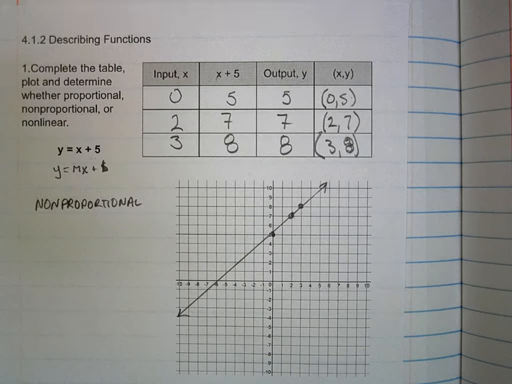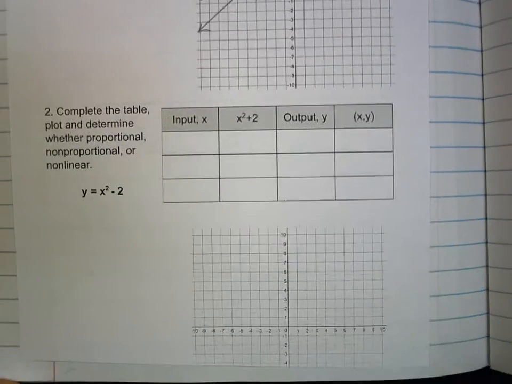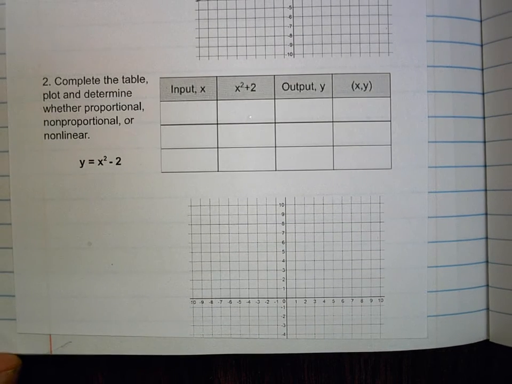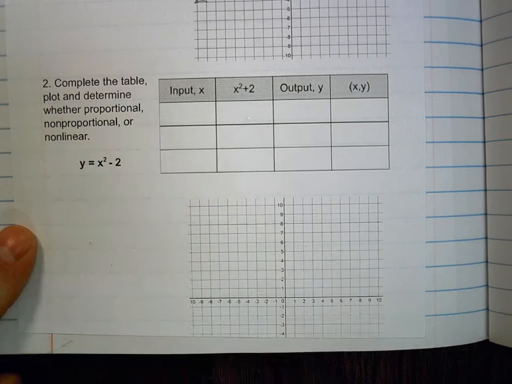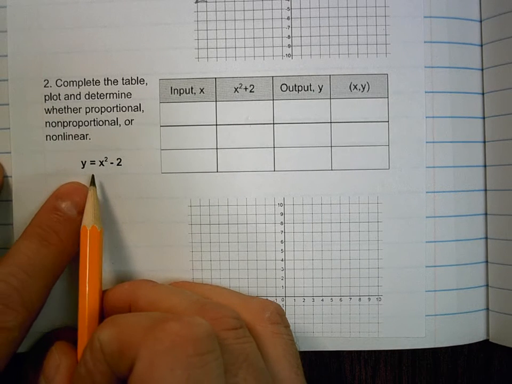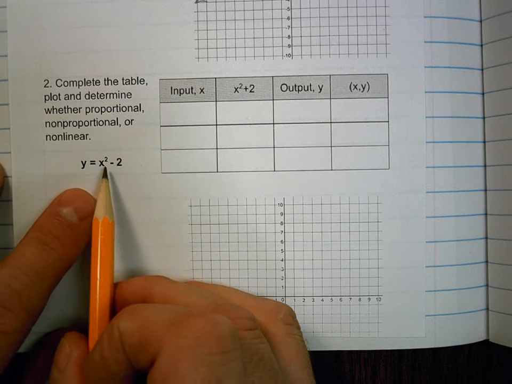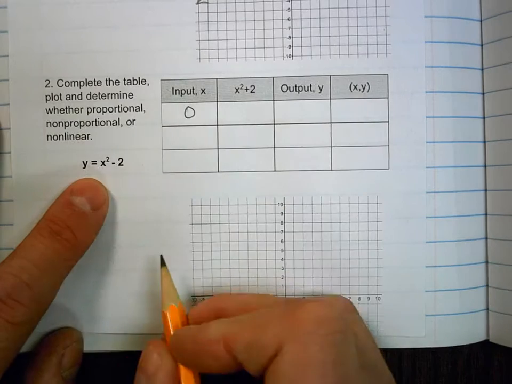Okay. So, that one makes pretty much sense, right? Let's look at number 2. It says complete the table, plot, and determine whether proportional, non-proportional, or nonlinear. Well, this one's a little different, isn't it? So, remember to keep the numbers low or it gets messy. Let's start with 0. I always start with 0 because it's easy.